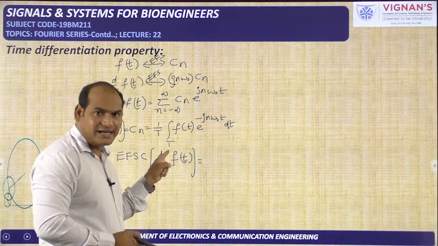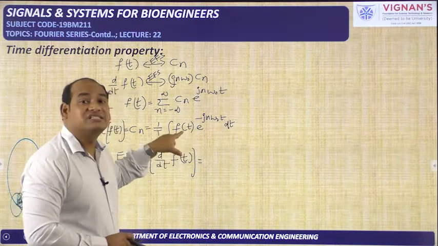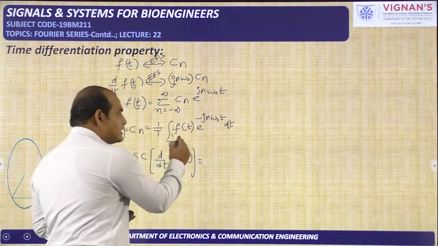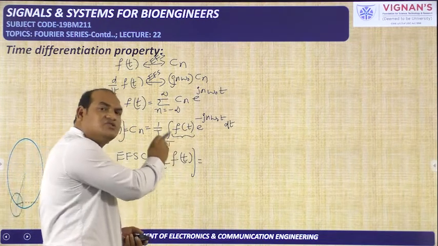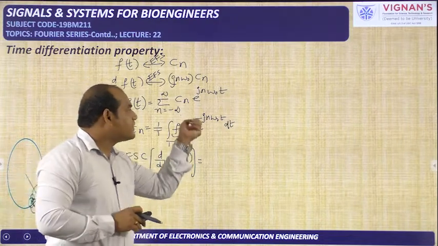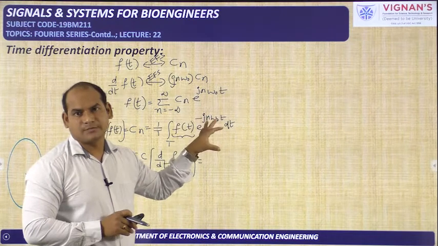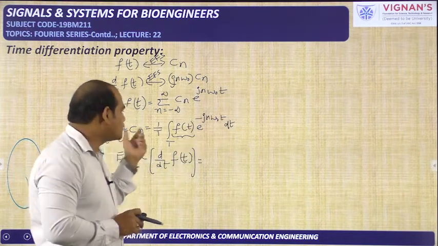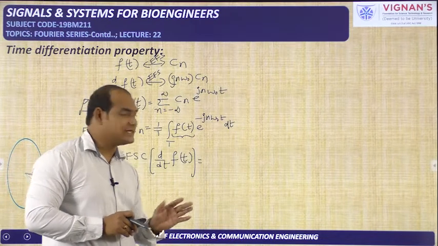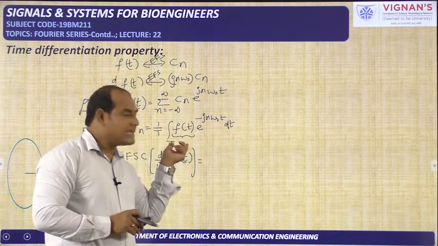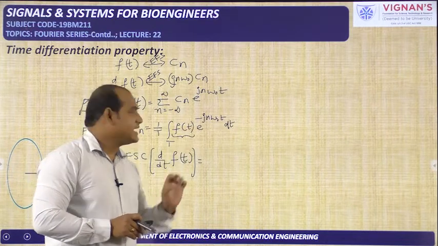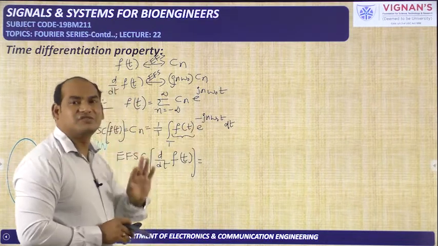After writing the integral, what do we need to write here? For whichever signal you are calculating the coefficient, that signal has to be written here. This is the place for the signal for which you are calculating the coefficient. After writing the signal, e power minus j n omega naught t, this is the common thing in the expression of the coefficient. For whatever signal you are calculating the coefficient, after writing that particular signal, it has to be multiplied with e power minus j n omega naught t. In this way, you need to observe the equation of the coefficient.